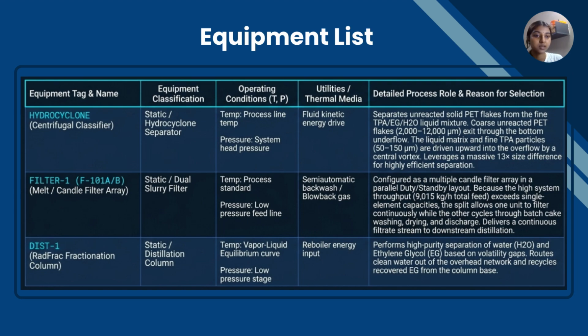Moving on to our primary solid-liquid separation train. To handle the output slurry, we first implement a centrifugal hydrocyclone. This unit leverages a massive 13 times size difference to separate large, unreacted PET flakes measuring up to 12,000 microns from the final 50 to 150 micron TPA crystals.